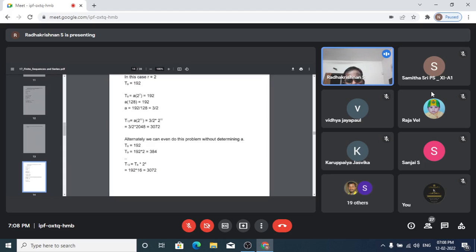இப்ப நம்ம we can even do this problem without determining A. ஏன்னா இங்க T8 கொடுத்திருக்காங்க, R கொடுத்திருக்காங்க. அப்ப into R போட்டா T9 வந்துரும் இல்லையா? T8 into R is T9. So T8 into R square is T10. So அப்படி கூட போடலாம். Because T8 is 192, T9 will be 384. அதே மாதிரி T12 will be T8 into 2 to the power of 4. So that way also we can. So you don't even have to determine A. Okay. Sometimes the shortcuts help. Sometimes speed math போடும்போது இந்த மாதிரி கொஞ்சம் quicker methods use பண்ணலாம்.